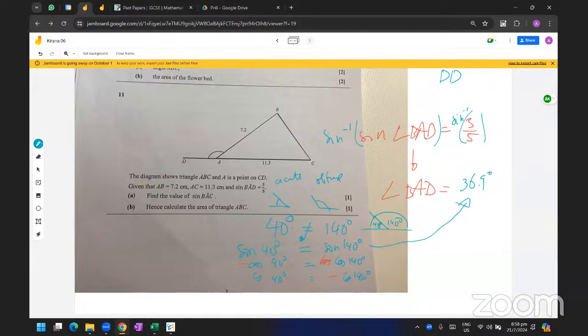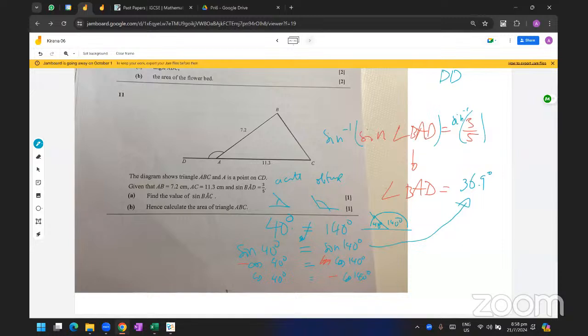Just now I asked you to sine 140. Go up, please. Up arrow. Yeah, good. Okay, sine 140, and then you sine inverse this. He does not give you 140. Instead, he gives you 40.